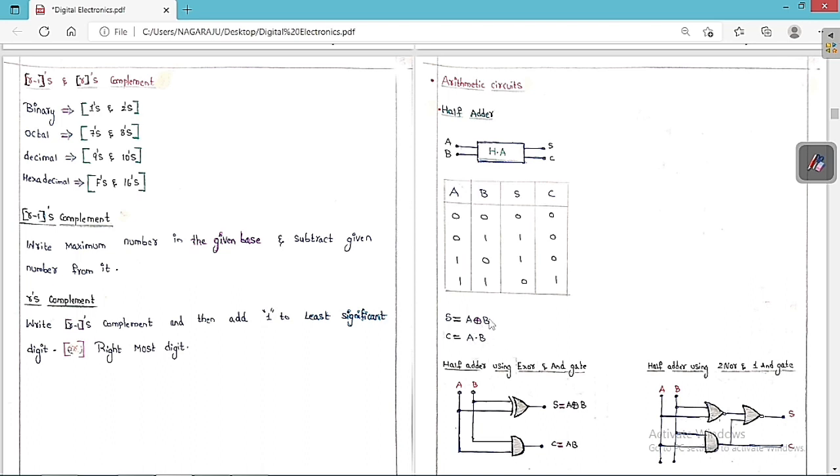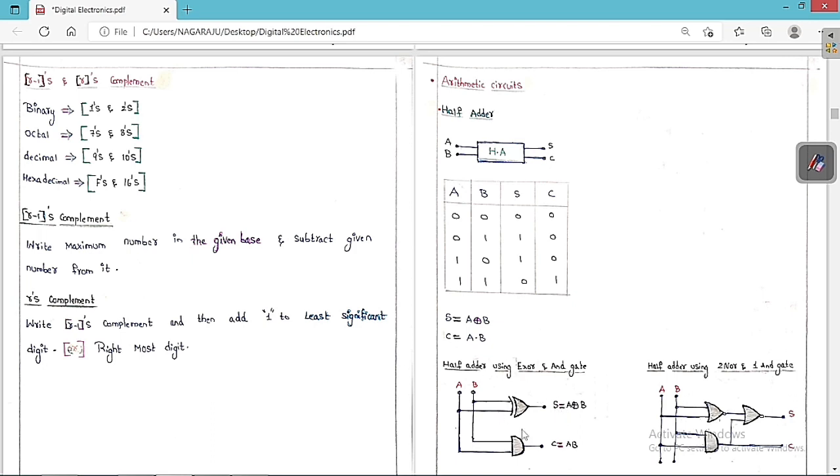So now we have to build a circuit. We have to build this half adder. You can see clearly we are building the half adder using the XOR and the AND gate. So we are going to choose the XOR gate and the AND gate, and by this we are going to build the half adder. So inputs are A and B. S is equal to A XOR B, so XOR gate.